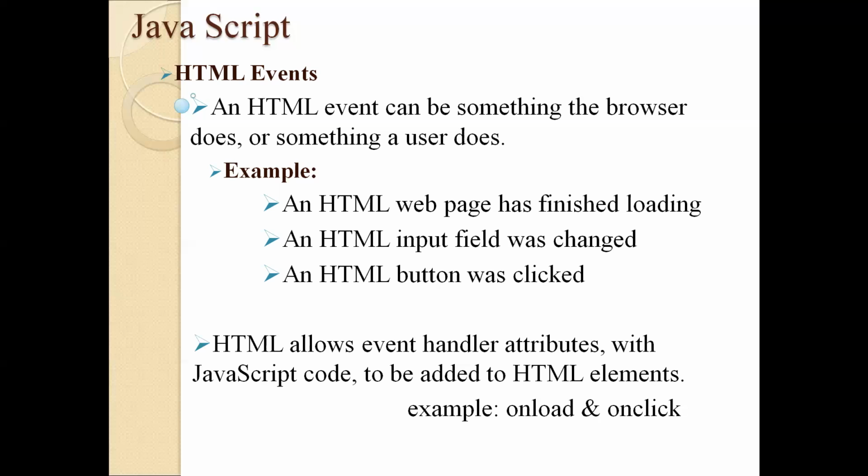So onload, this particular attribute is used to load some web page when an action is performed, right? And onclick. This particular attribute is used along with the button. So when somebody makes a click on the button, what is the action you want to perform on the web page will be given to this onclick attribute.